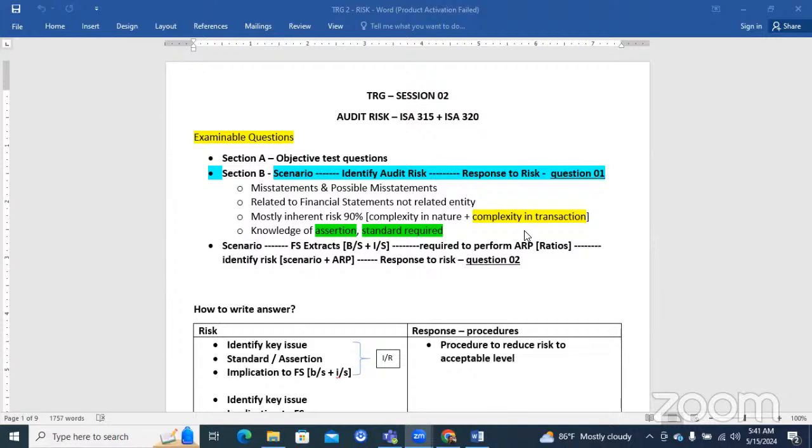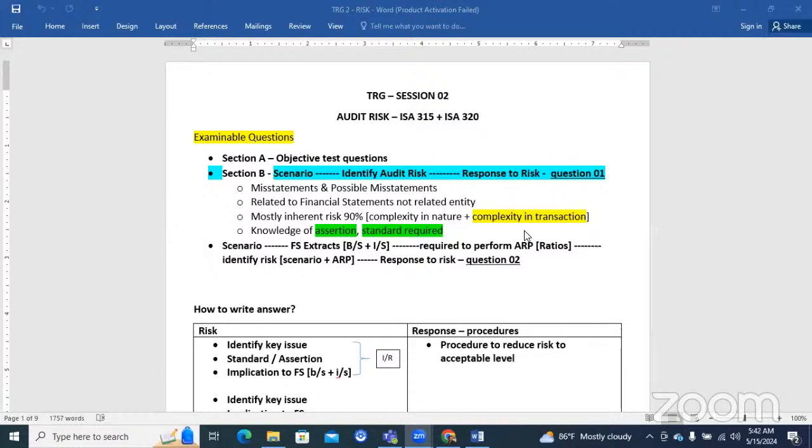So your scenario has misstatements related to a cutoff problem, misstatements related to a valuation problem, misstatements related to a rights and obligations problem, and misstatements related to an existence problem. So all these misstatements may be related to an assertion issue. So why does a transaction become more complex? Because of an assertion related problem.